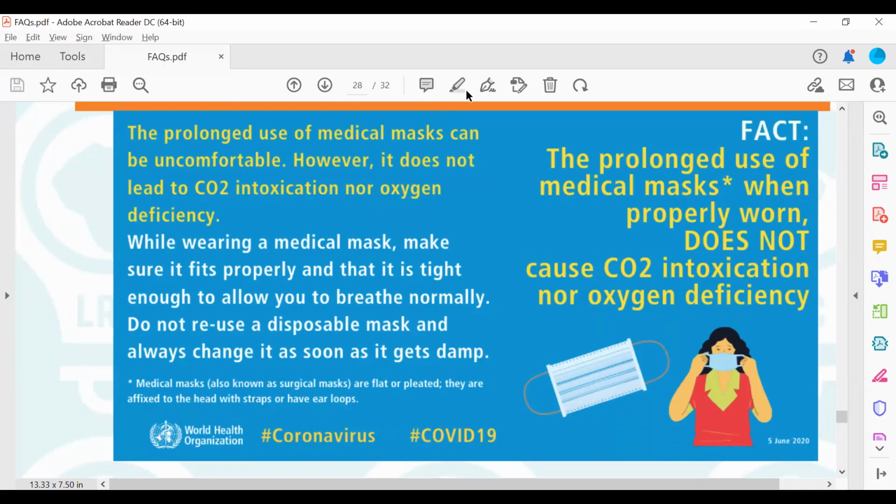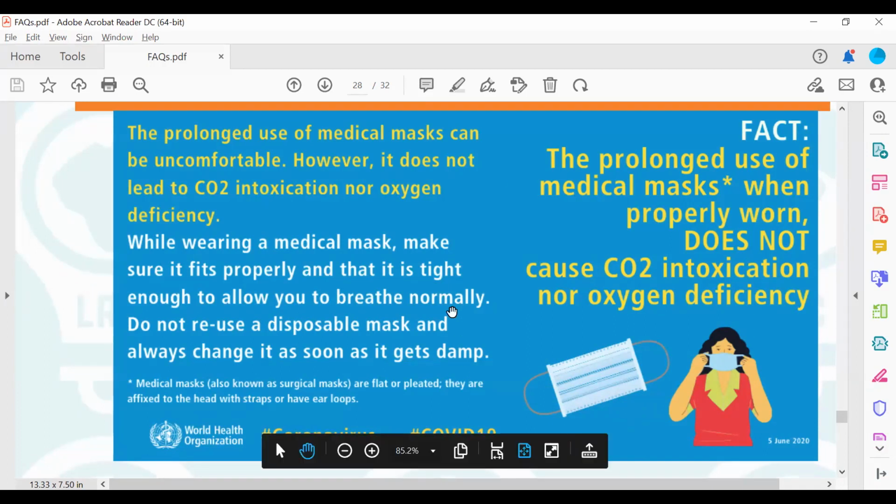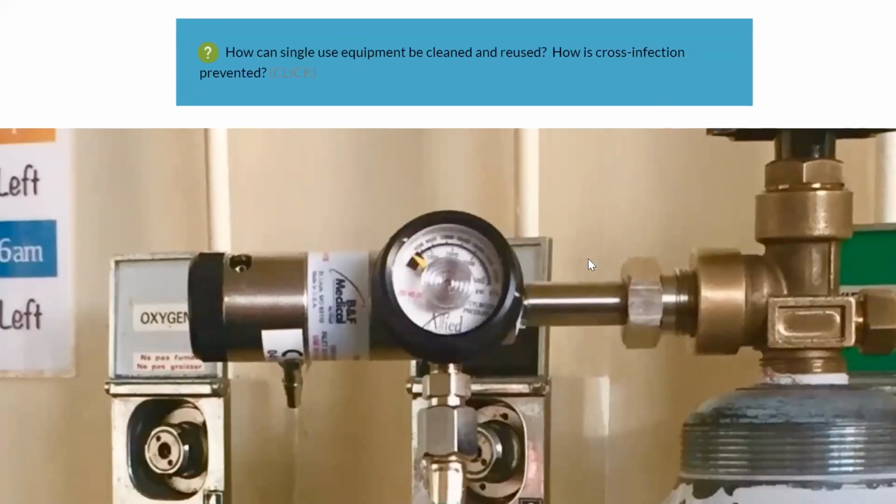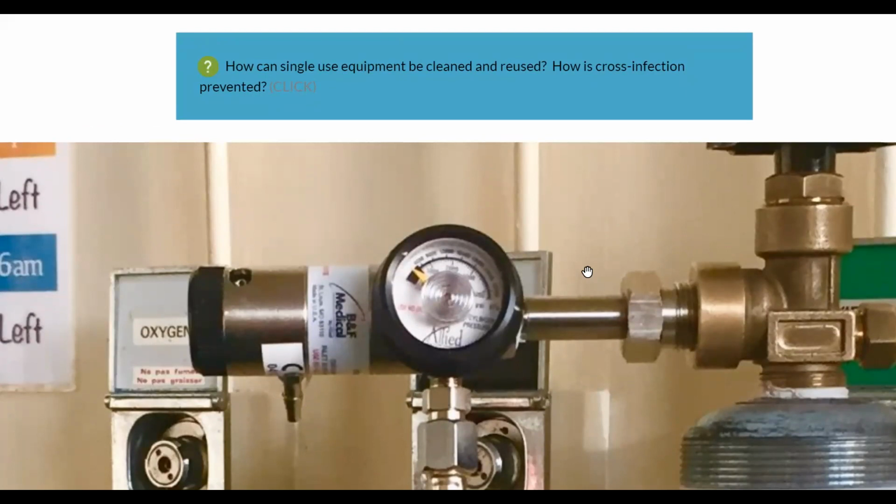Okay. Let's see the next question, about single-use equipment or reusing equipment. I know in our context we reuse most of our equipment, but the key message for us is to make sure we understand how the equipment is washed and disinfected, and that we minimize cross infections, especially if you know that the patient, for example, has TB.